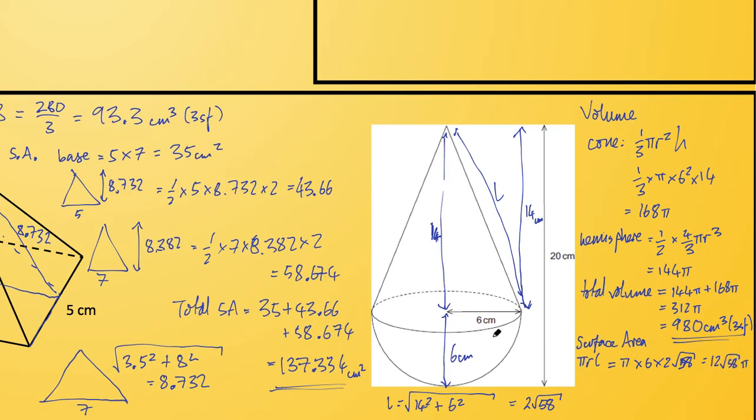And then we've also got the hemisphere. So we're looking at the curved surface area of half a sphere. So that is half times 4 pi r squared. And again, r is 6, so we've got 36 times 2, 72 pi there. So for the total, I'm just going to add those together, 72 pi plus 12 root 58 pi gives me 513 centimeters squared to 3 significant figures.